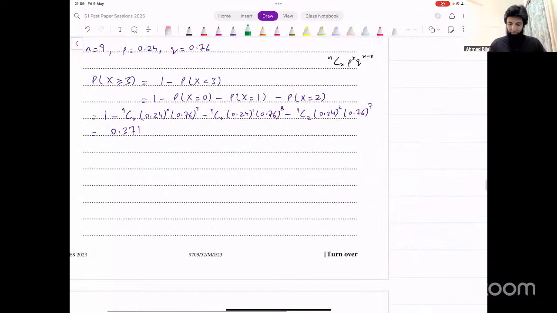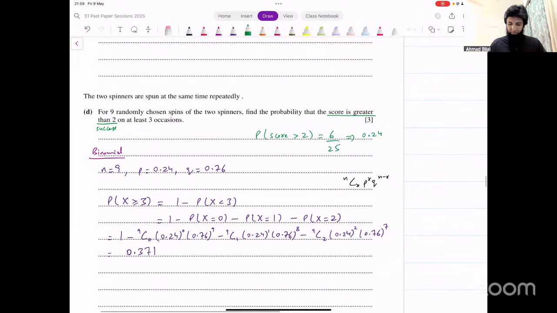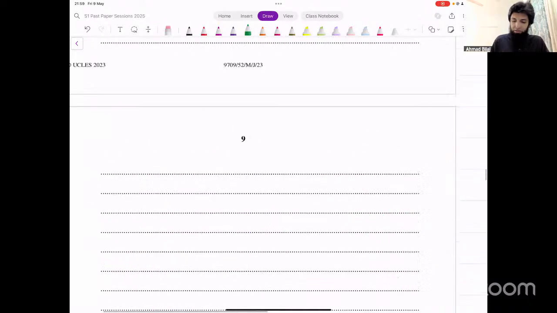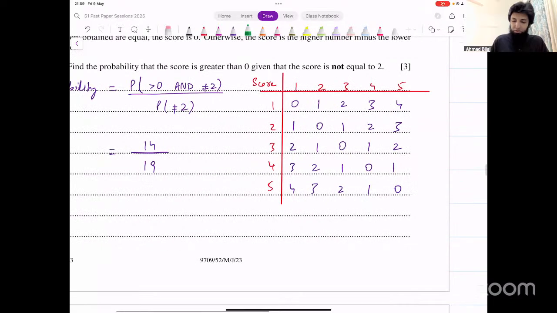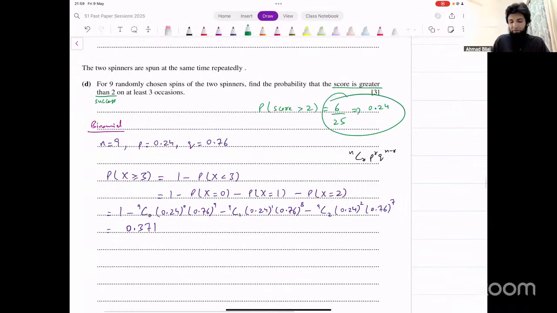Okay, somebody asked about one of those previous questions. This probability of success: the success was the score being greater than 2. That was the criteria for success in this question. Now in this diagram, where is the score greater than 2? The total number of possible outcomes is 25. This is where the score is greater than 2. That's 3 outcomes, and these are 3 more outcomes where the score is greater than 2. That's 6 outcomes in total, so 6 out of 25. That's the probability of success that we get here. Okay, let's move on.